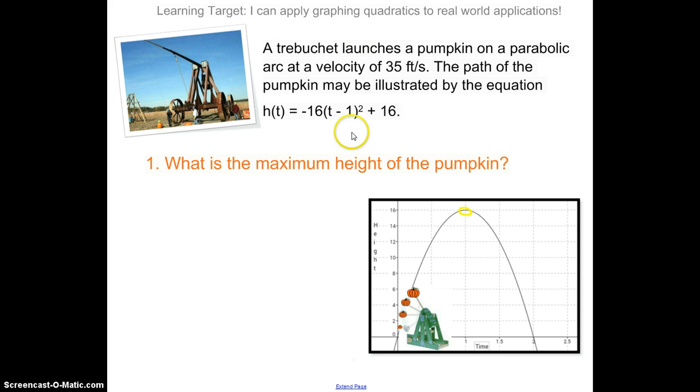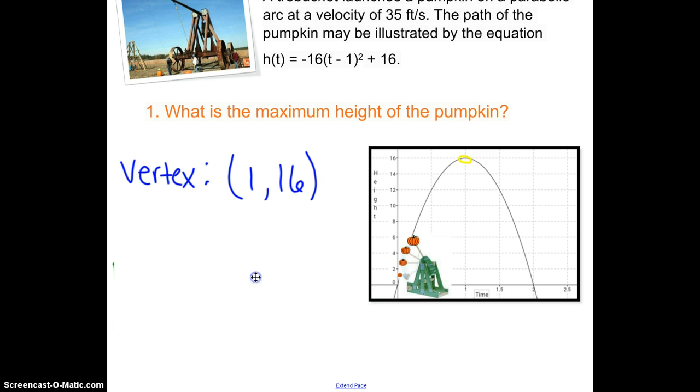But I'm not going to always give you graphs, so we need to know how else to think about this. The key is to focus on the vertex and to remember that in vertex form, we take the opposite of this number that's inside, and so that's why the x value there is +1, and then this number, as it is, gives me the y value for my vertex. So my vertex is simply (1, 16).